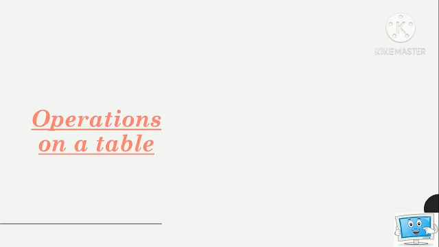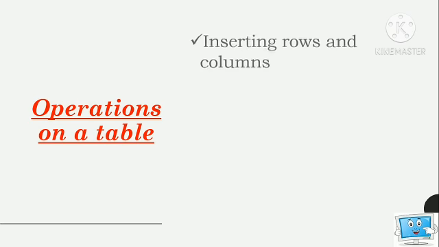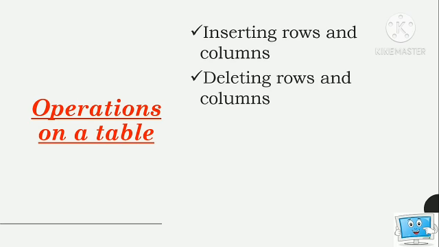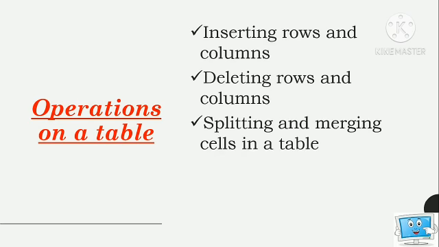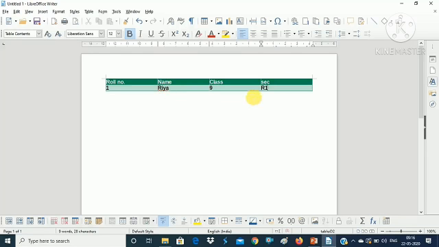Next, we are going to see the operations on a table. That means what are the things which we can perform in a table. Inserting rows and columns, deleting rows and columns, splitting and merging cells in a table. Splitting means dividing the cells and merging means combining the cells. Deleting a table and copying a table by copy and paste, and moving a table by using cut and paste.